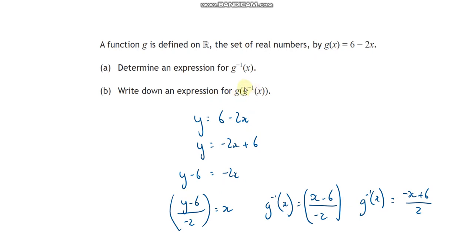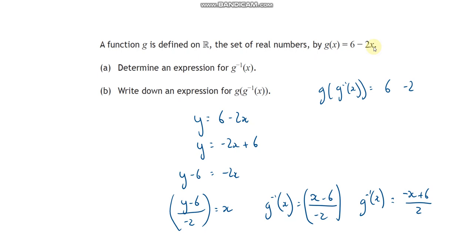And the very last bit, this is the real thing I want to show you. This looks very complicated, doesn't it? So you get a function g and you're putting the inverse into it. So what does that actually mean? Well, if I wanted to write it out, I'd say g of g to the negative 1 of x. So I've got my function g, so it's 6 take away 2, but instead of x, I'm putting in the inverse.